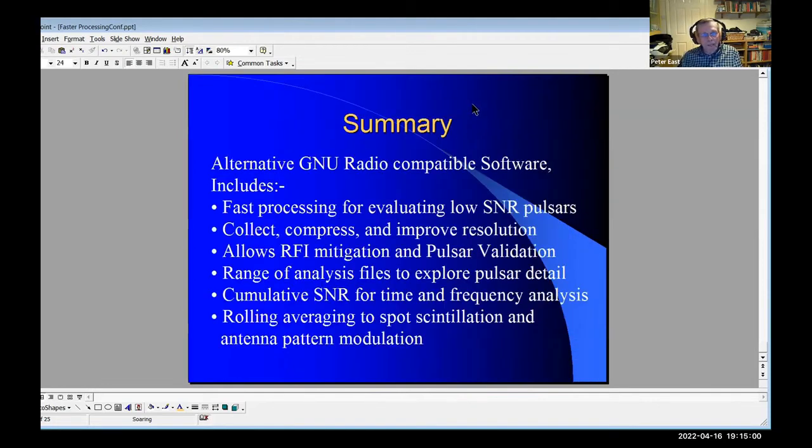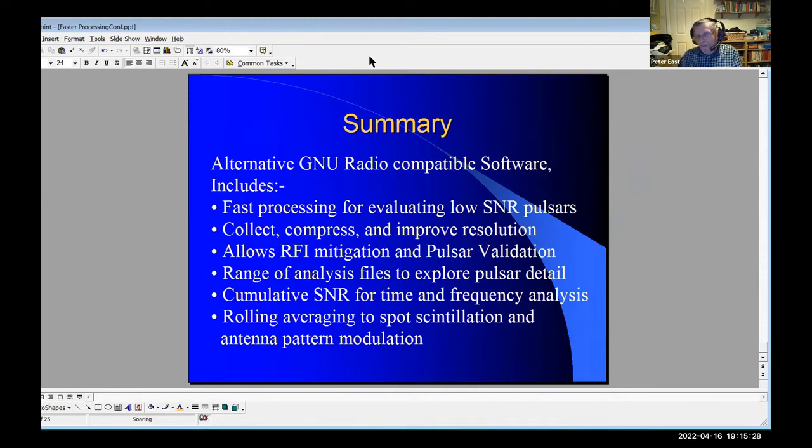So in winding up, I've told you about an alternative GNU Radio compatible software. It includes fast processing for evaluating low signal to noise ratio pulsars. It collects, compresses, and improves resolution. It allows RFI mitigation and pulsar validation.